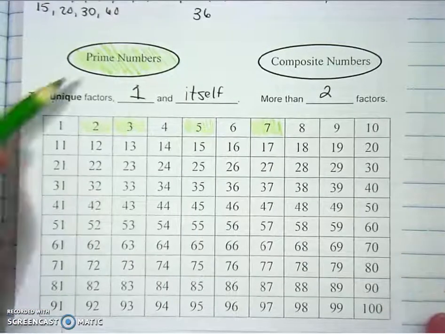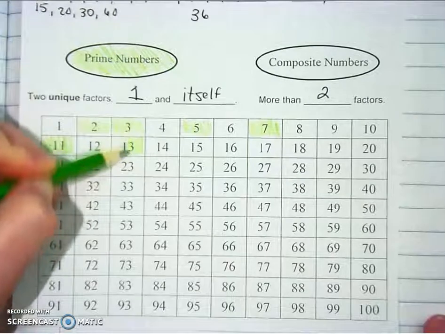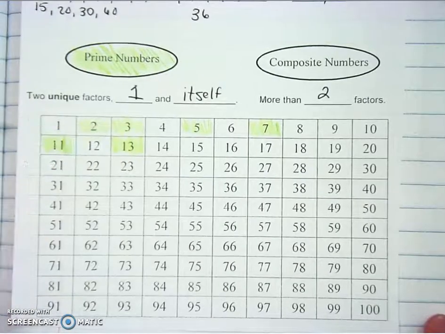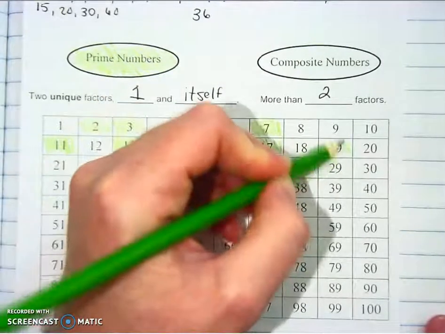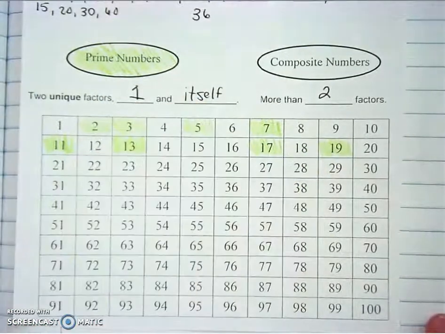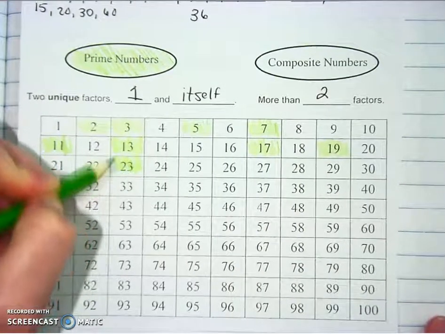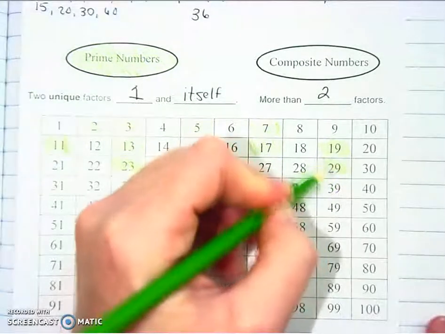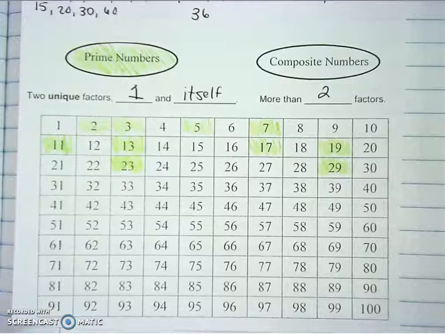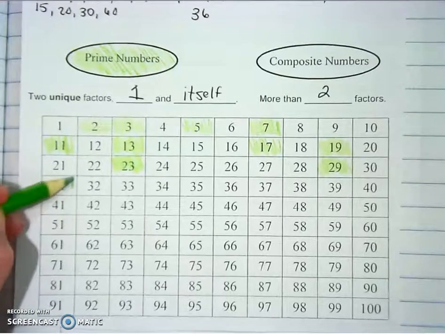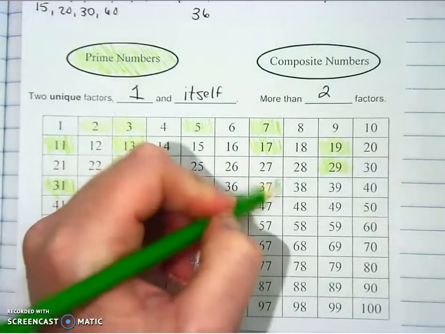On the next row, we have 11, 13, 17, and 19. Okay, third row, 23 and 29. You might start seeing some patterns developing as I go along. 31 for the next row, and 37.